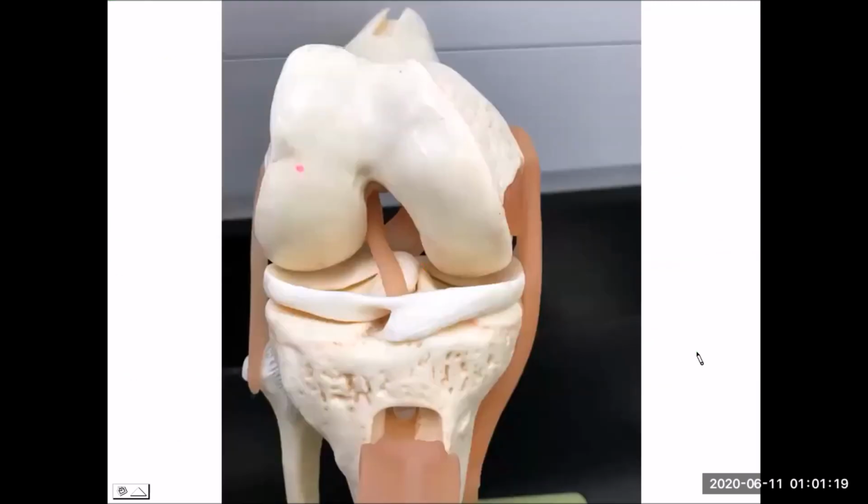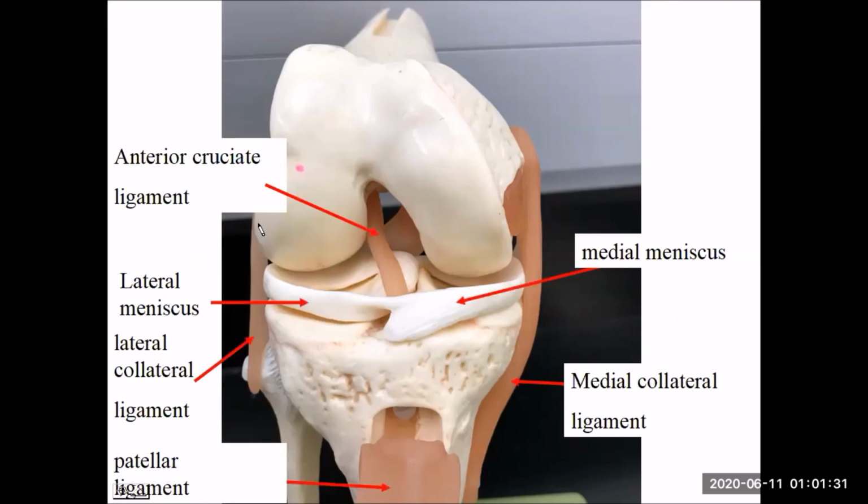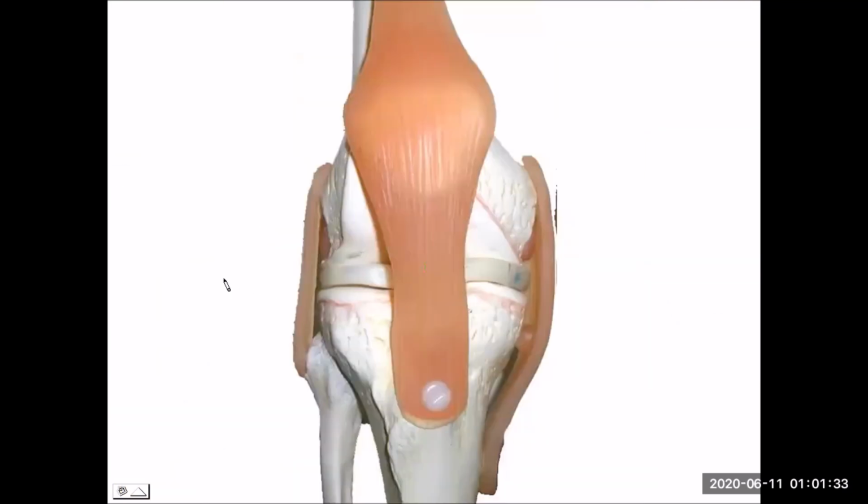Here we are at the anterior side with the knee bent. So again, the tibia is medial. We have the medial collateral ligament, and opposite of that, lateral collateral ligament. And that puts us back here at the first view. So a fibular collateral ligament and a tibial collateral ligament.